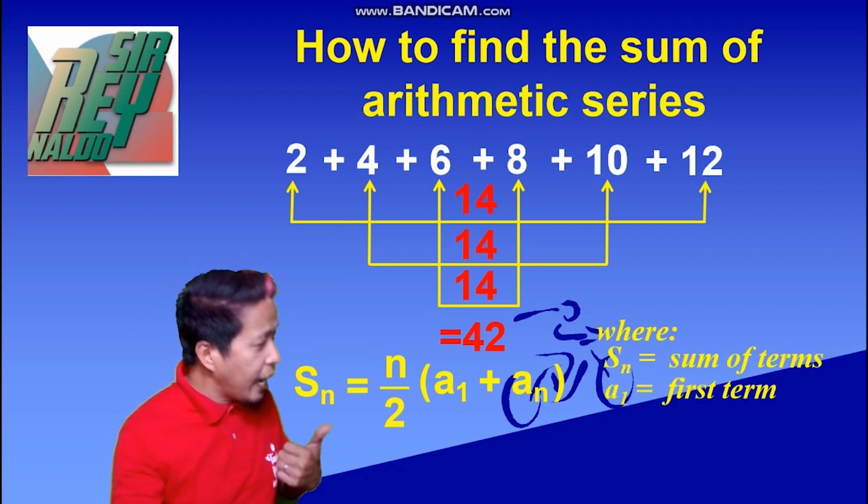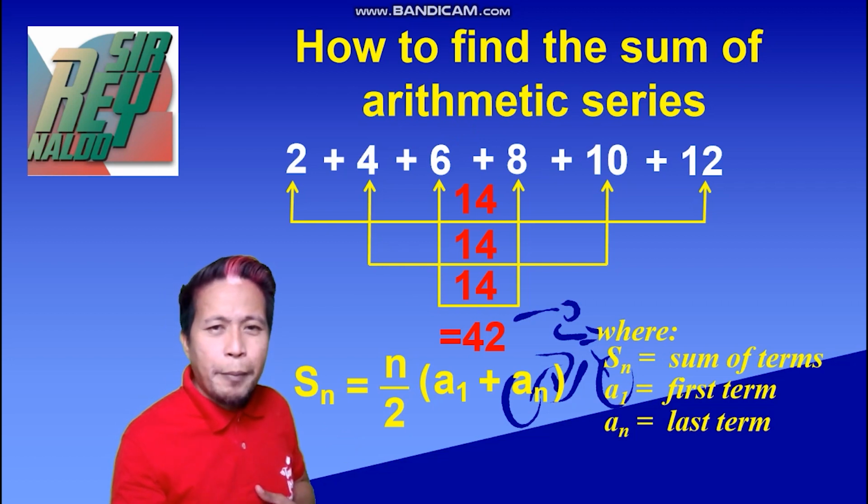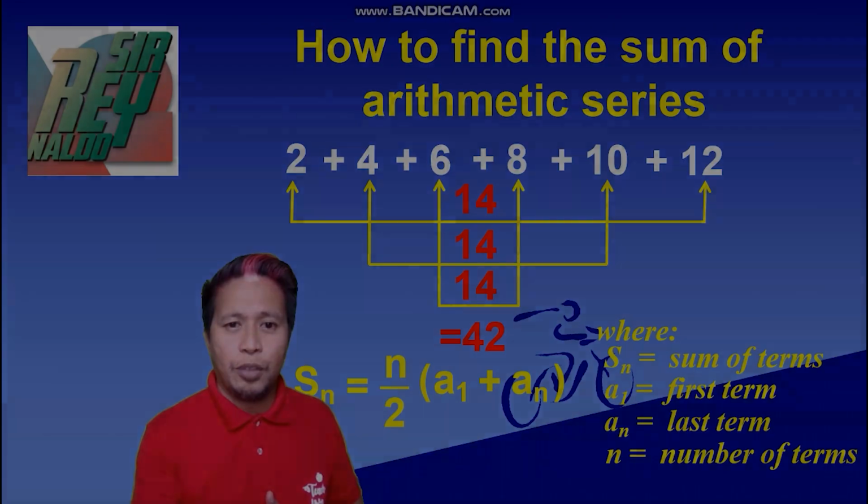Where S sub n is simply the sum of terms. Then we have a sub 1, which is equal to the first term. Then we have a sub n, which is equal to the last term. And finally, the n is the number of terms.